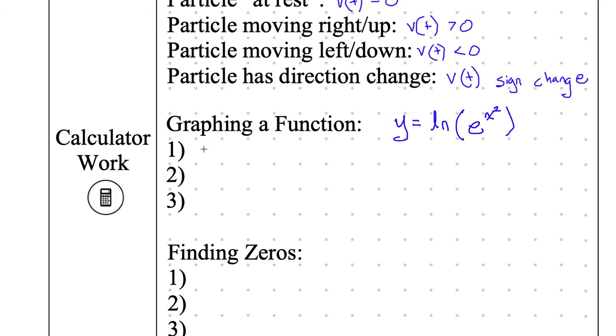So, on our calculators, the first button that we press is the y equals button. And whenever I draw a square around something, that means it's a button. I'm trying to just help you in your notes. So you hit your y equals button.